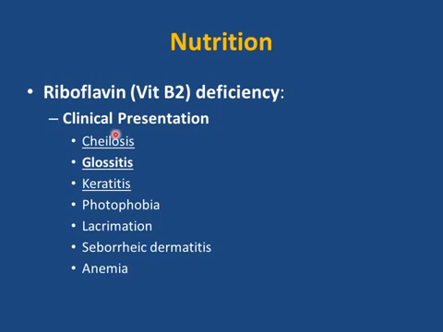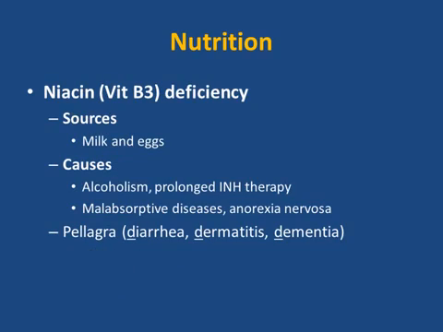The clinical presentation of vitamin B2 or riboflavin deficiency is cheilosis or cheilitis, or angular stomatitis, inflammation of the angles of the mouth or the lips, glossitis, inflammation of the tongue, keratitis, inflammation of the cornea, photophobia, sensitivity to light, lacrimation, seborrheic dermatitis, and anemia.